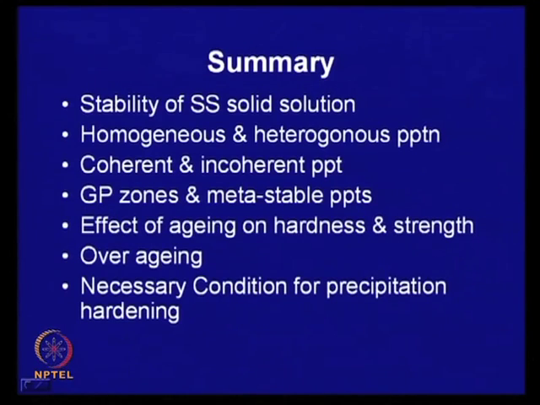We also looked at the effect of aging on hardness and strength. We also looked at how, if you overage, the hardness decreases. This is where the precipitate becomes so coarse that it can be seen under an optical microscope. When you can see precipitate under an optical microscope, you can say that it is an overaged structure, it has lost its precipitation strengthening. And we also looked at the necessary condition for precipitation hardening.